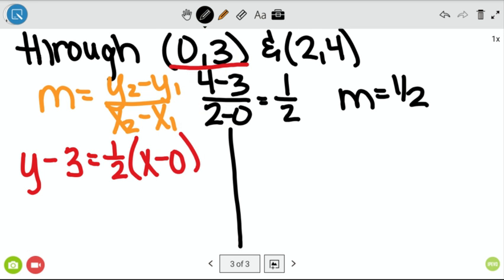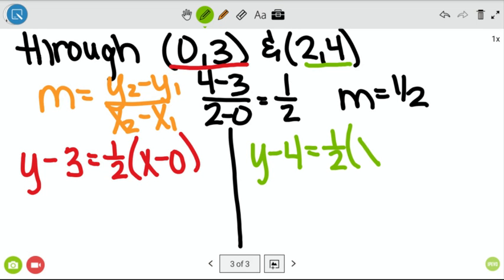Now, you can also have an alternative. If you use the point 2, 4, you would have y minus 4 equals 1/2. And then in your parentheses, you would have x minus your x coordinate of 2. So these both would give you the same line, same slope intercept form. It's just starting with the other point. So on these point slopes, again, you just pick one of the points and then you go from there.